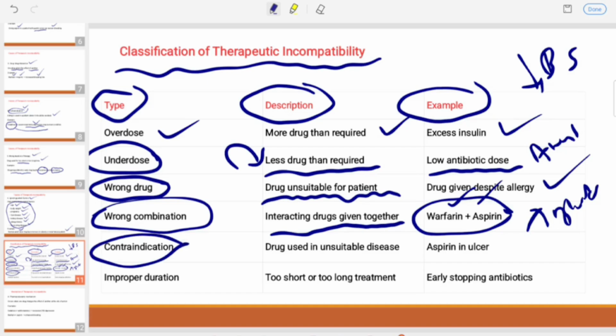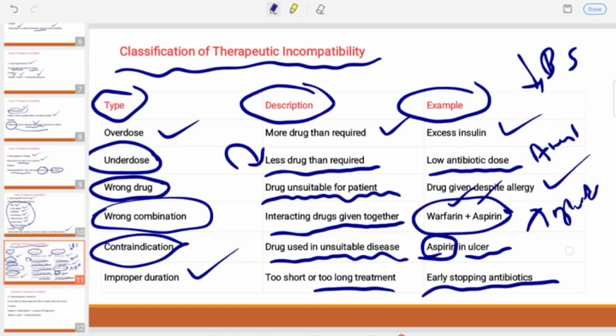Then contraindicated drugs, that is, drugs that are unsuitable when used together, or drugs that are not suitable for a particular patient. For example, if a patient is suffering from an ulcer and we use aspirin, that will create a problem for the patient. Then improper duration, that is, too short or too long treatment. Early stopping of antibiotics may lead to reoccurrence of the disease, or long-term therapy may lead to toxicity in the patient.